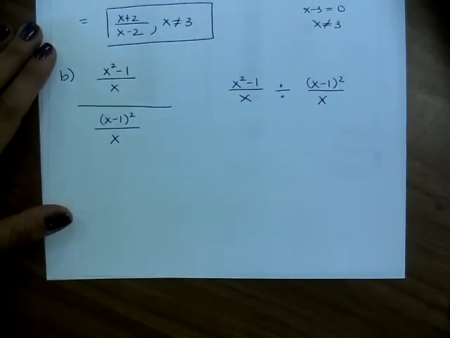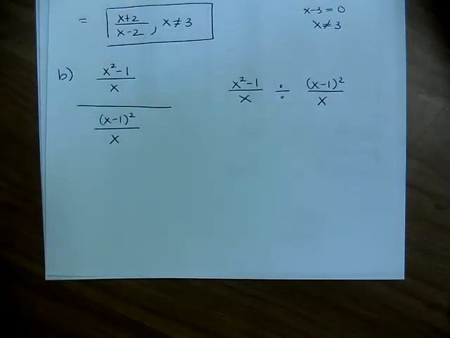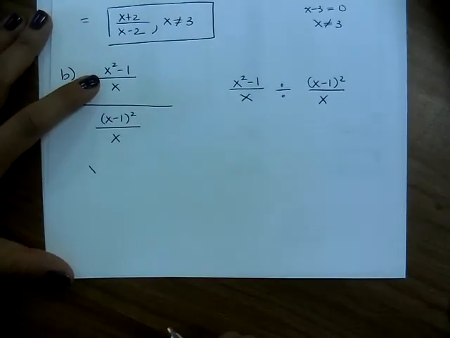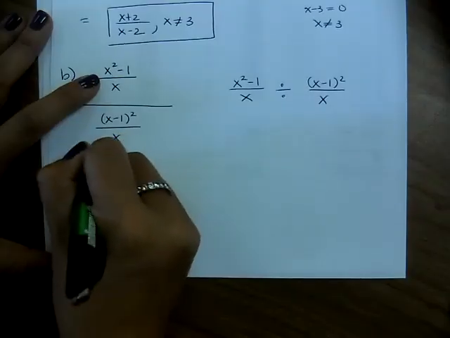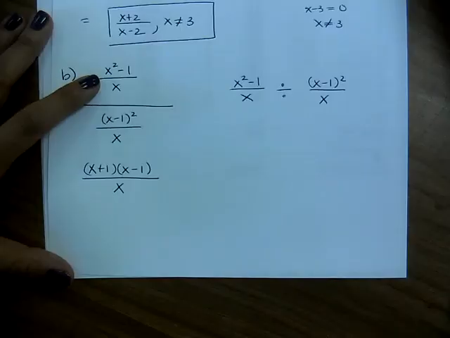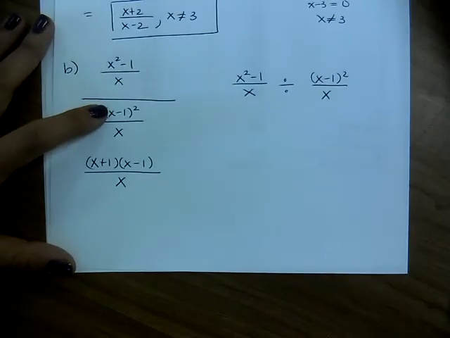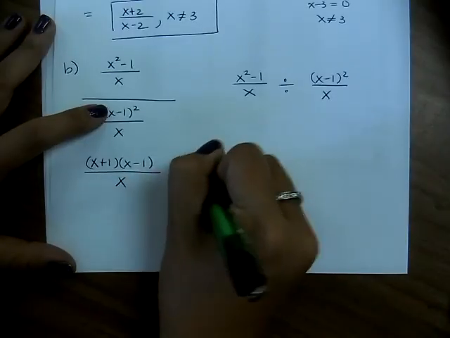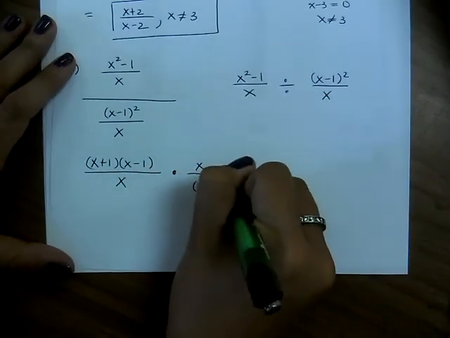Isn't that the same exact thing I just did? It's just written differently. It means the same thing. So you still have to multiply by the reciprocal. So I'm going to take that x squared minus 1 and factor it. It's a difference of perfect squares. So x plus 1 times x minus 1 over x. And then instead of dividing, I'm now just going to multiply by the reciprocal, x over x minus 1 squared.